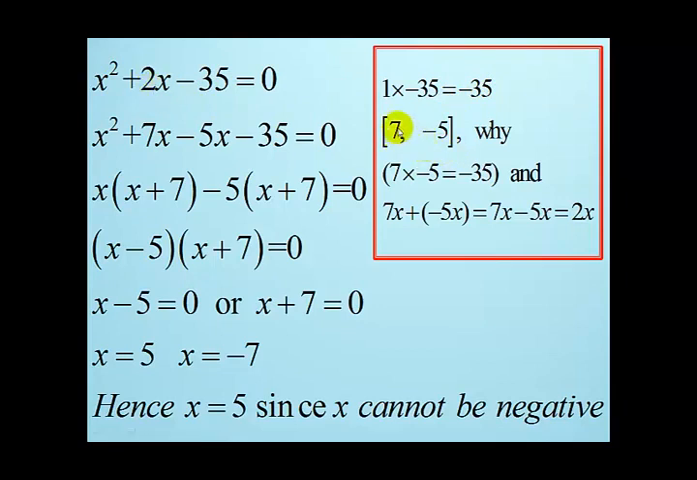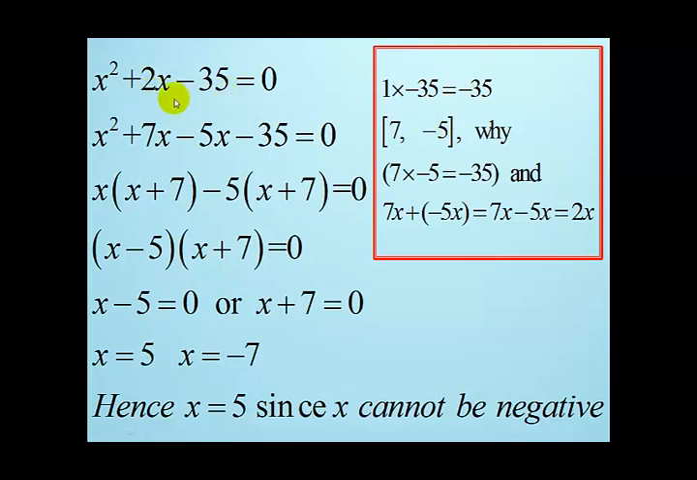Now choosing 7 and minus 5. Why are we choosing 7 and minus 5? Because if you multiply 7 by minus 5, the answer is minus 35, which is equal to this. And when we add the two, that is 7x plus minus 5x, this is equal to 7x minus 5x, and the answer is 2x. And we are getting the same term here. So we search for two numbers. When you multiply, you get minus 35. When you add, you get the coefficient of x, that is 2.